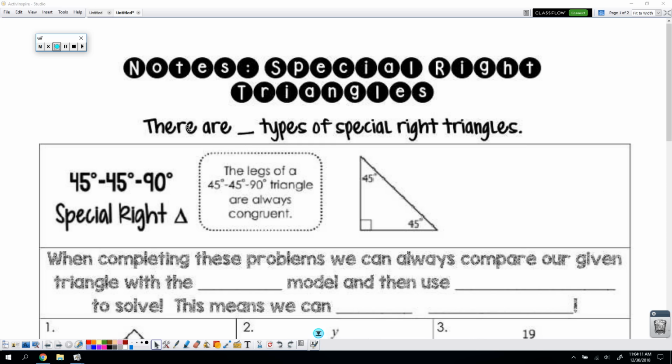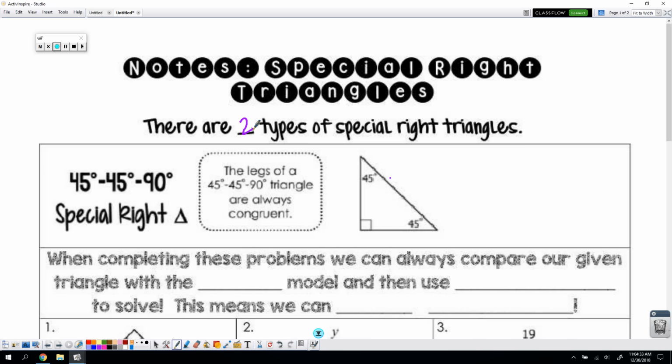Okay, let's go ahead and get started with the notes for today. In our notes, we're going to learn about special right triangles. When I talk about special right triangles, I'm talking about triangles that have special angle measures, which lead to special side lengths within them. There are two types of special right triangles.